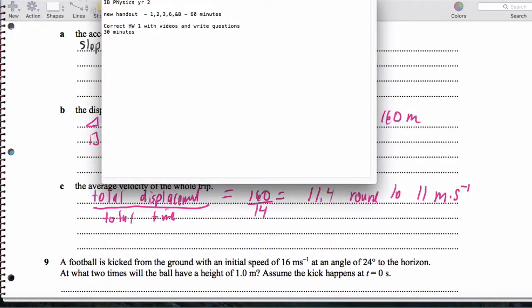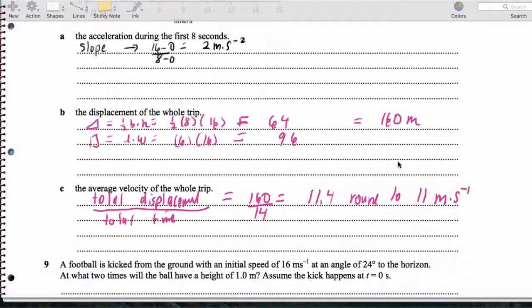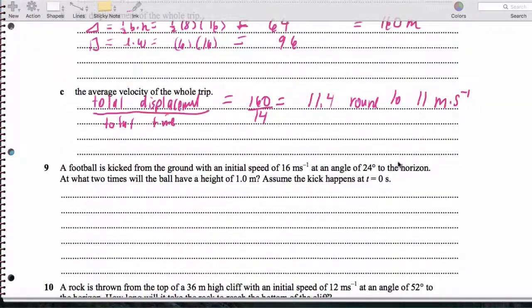And don't forget to do your homework corrections on homework number 1. You'll need those for tomorrow. So here's our homework problems completely done.